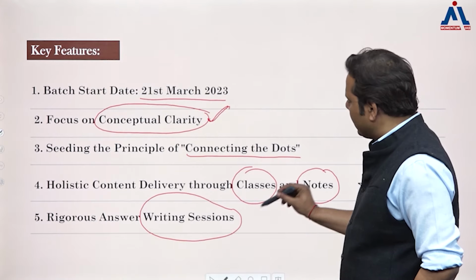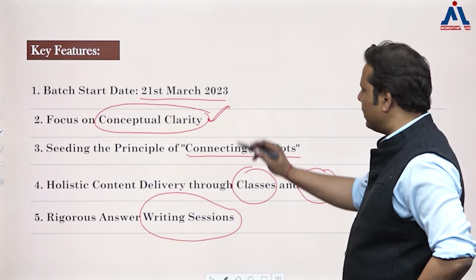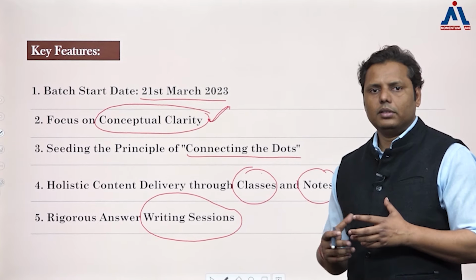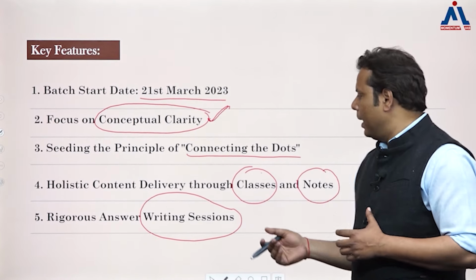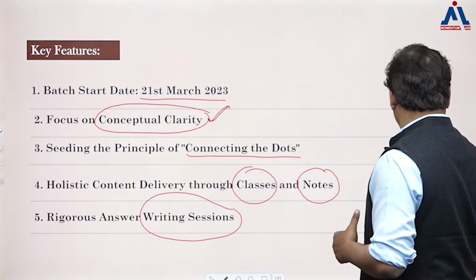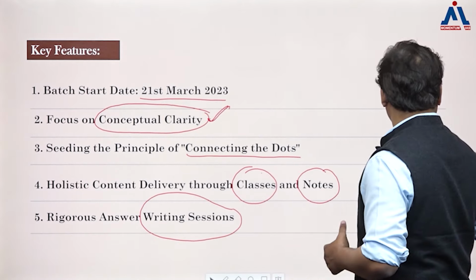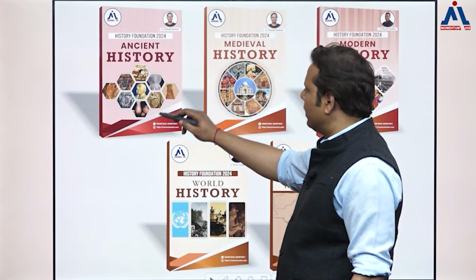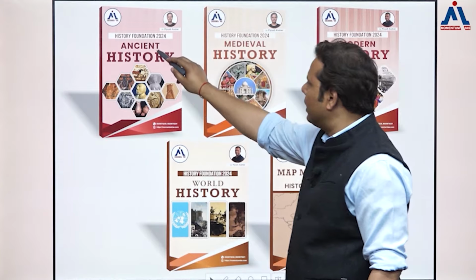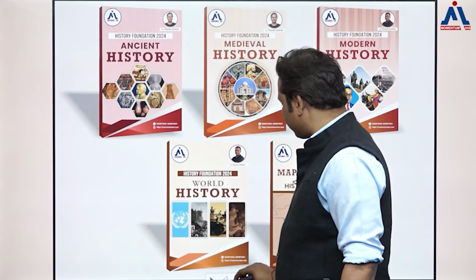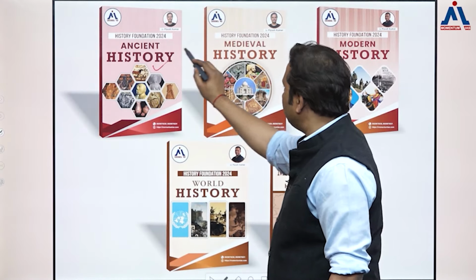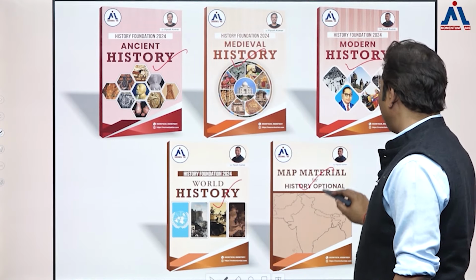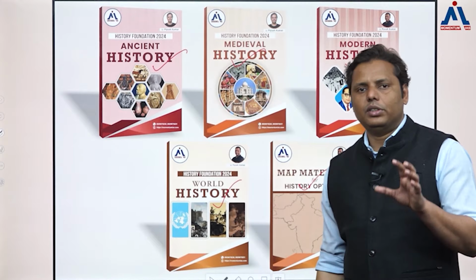Now, when I was discussing the classes and the notes, I told you that the way we conduct the classes, we try to cover everything. But in order to support you, we have all these 5 booklets. Now what are these booklets? There is precisely one booklet for ancient, one for medieval, one for modern, one for world, and then one for map. So these are the 5 booklets which you have.